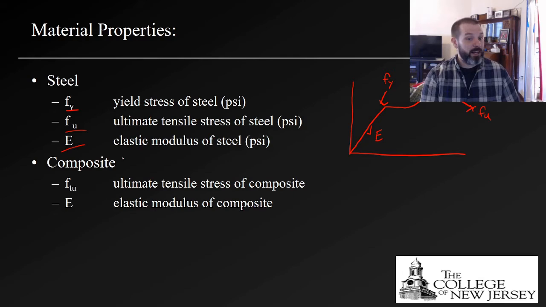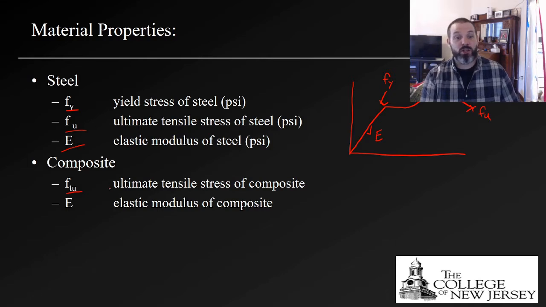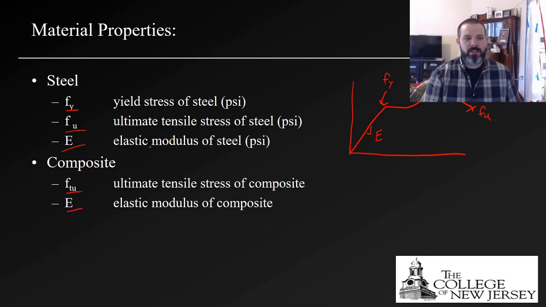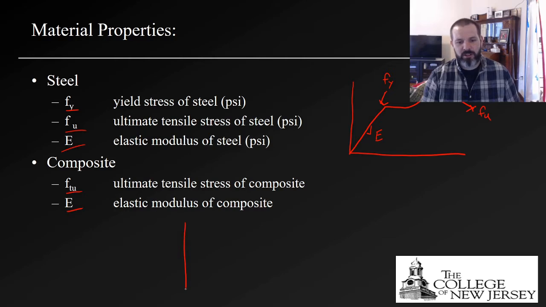If we look at a composite material like I've tested, we only have Tu, which is the ultimate tensile stress, and E. This means that composites behave in a fundamentally different way in that a composite material is only linear elastic until it fails.